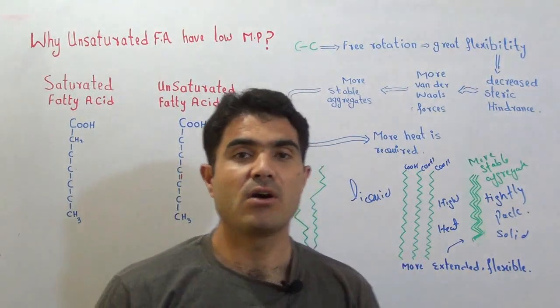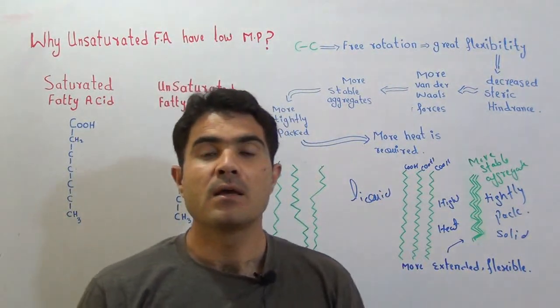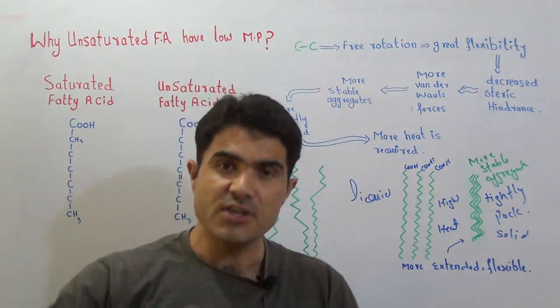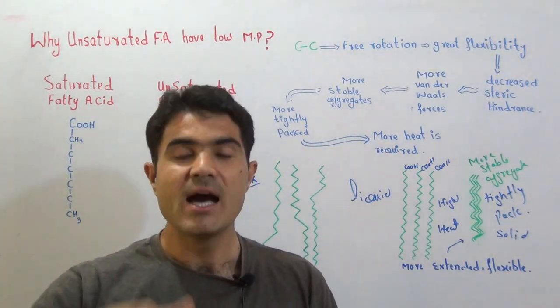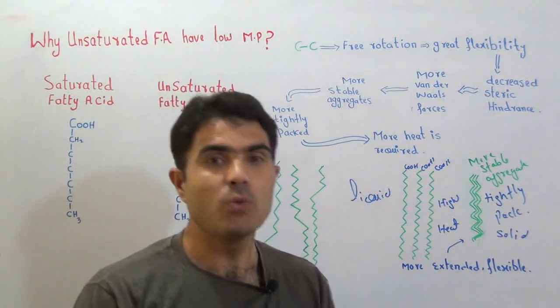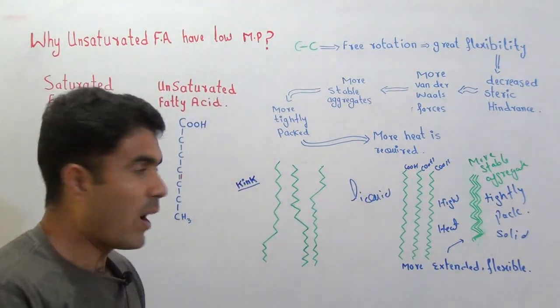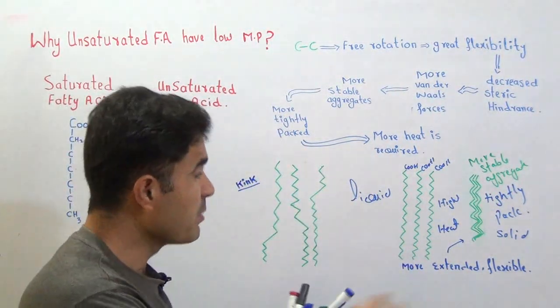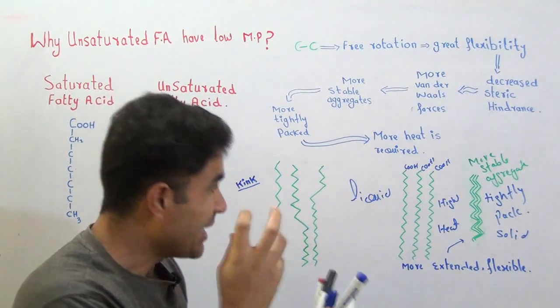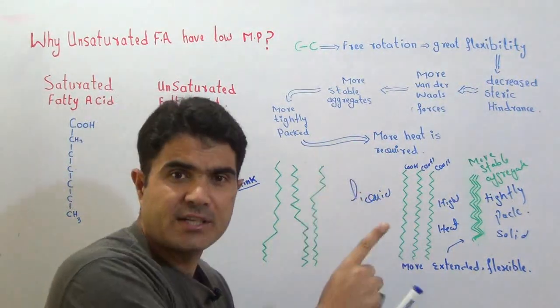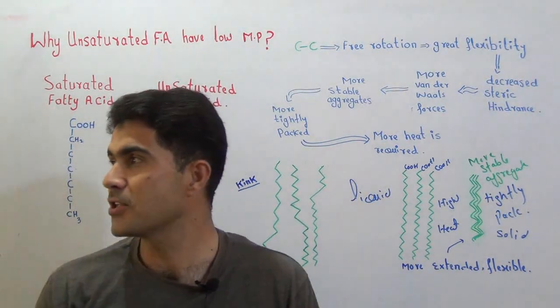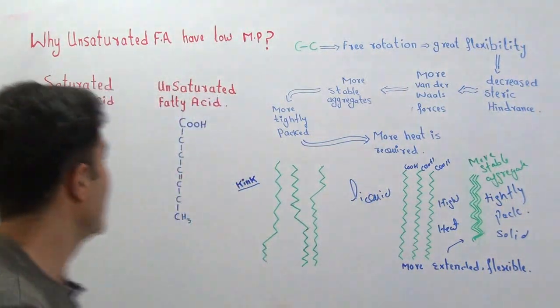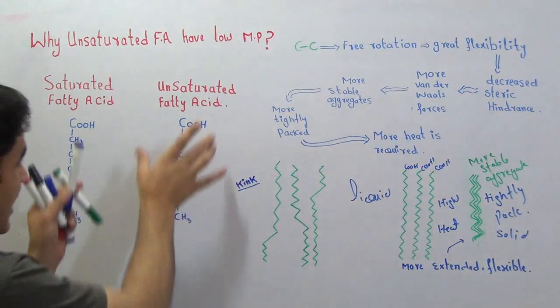The real topic of today is why unsaturated fatty acids have a low melting point. This is why I gave this example, because once our student gets the concept of saturated fatty acid, he or she will easily get the concept of the unsaturated fatty acid. Okay, fine. So now come to that side.